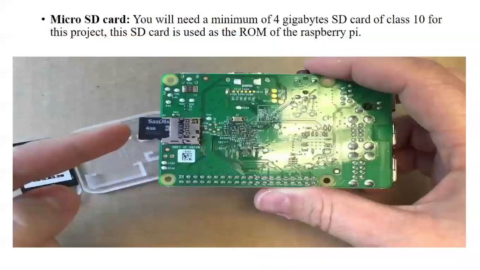Second component is a micro SD card. In this project, micro SD card will be treated as the ROM of the Raspberry Pi. Raspbian OS will be installed in the micro SD card and then we will put the SD card in the Raspberry Pi. We will need a minimum of 4 GB SD card of class 10 or above. The class of an SD card specifies the minimum writing speed of the SD card. In this project, we need at least class 10, which means the SD card has writing speed of 10 Mbps.